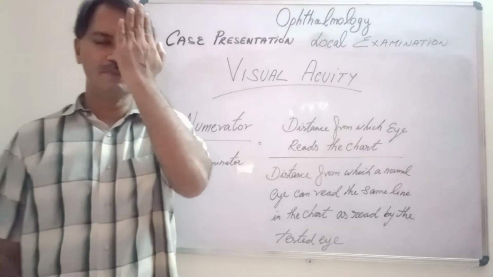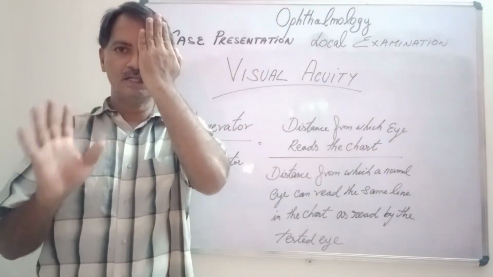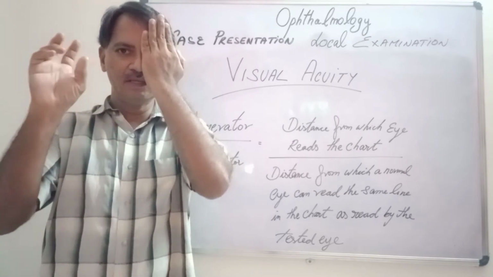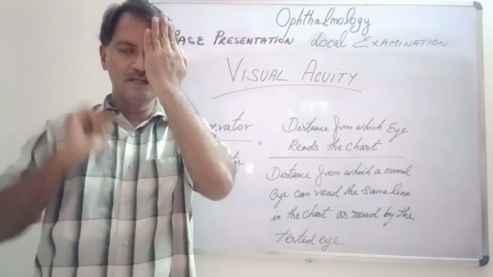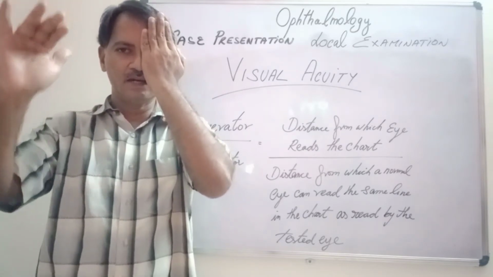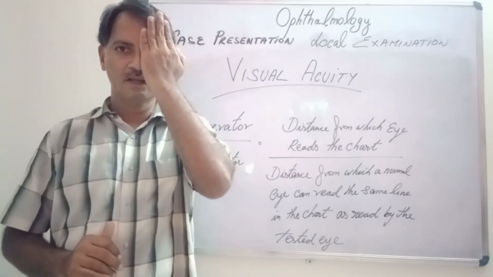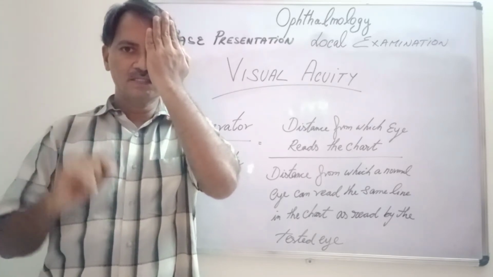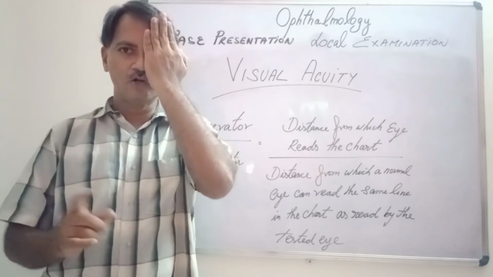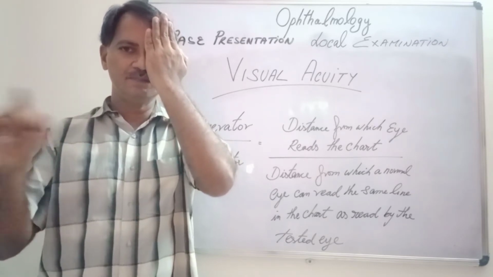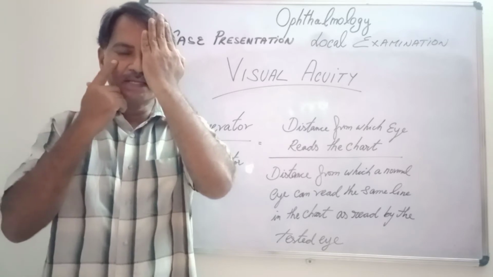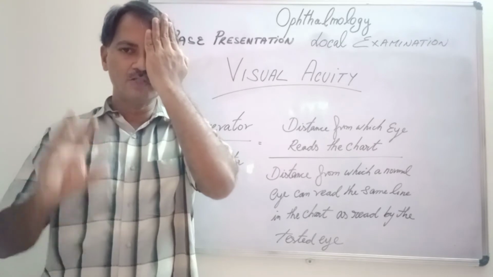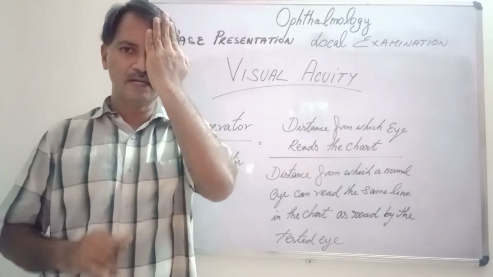Suppose I am closing my left eye and I am standing at the distance of 6 meters from the Snellen's chart and I am reading only the first line in the chart. I am not able to read the rest of the 6 lines. So, the first line is marked as 60, that should be read by a normal eye from a distance of 60 meters. But my tested eye reads only that particular line. It is not able to read the other lines below that.